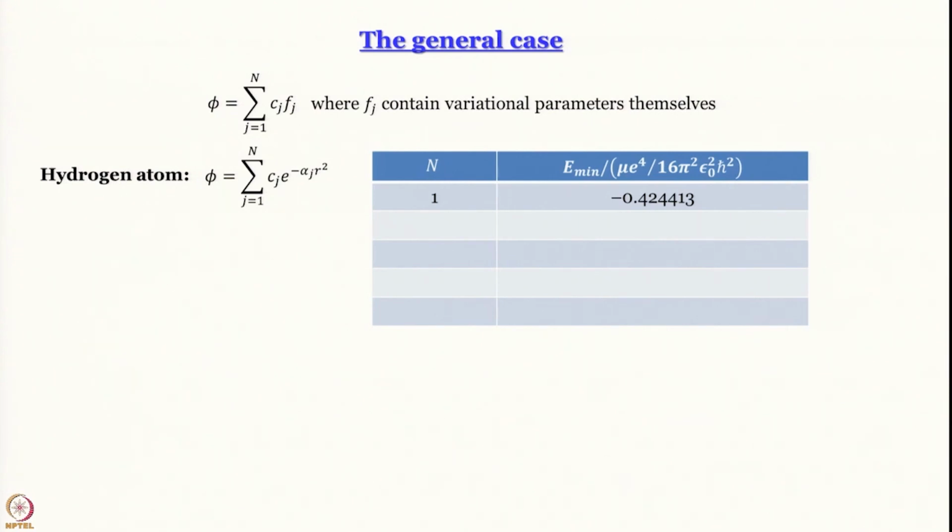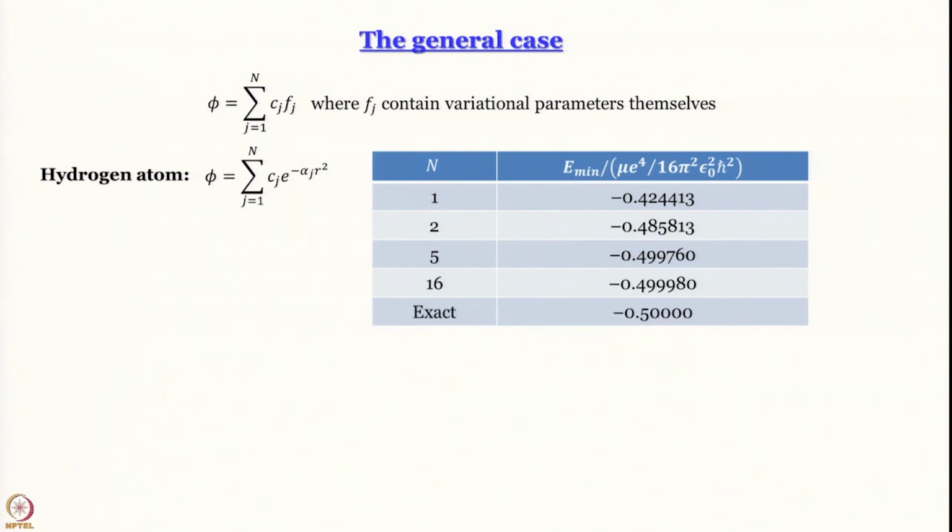So, once again remember hydrogen atom of course is exactly solvable, but if we do a variational calculation using this kind of a linear combination, and if we keep increasing the number of n's, what we see is this. If you use n equal to 1, this is the energy that you get, minus 0.424413. If you increase the numbers, go from 1 to 2, it becomes lower, to 5 even lower, 16 minus 0.49980.